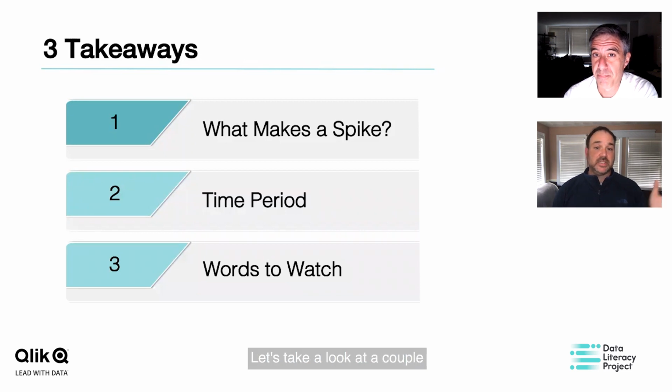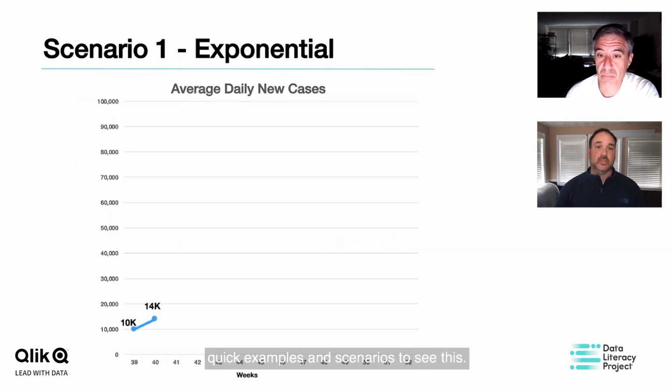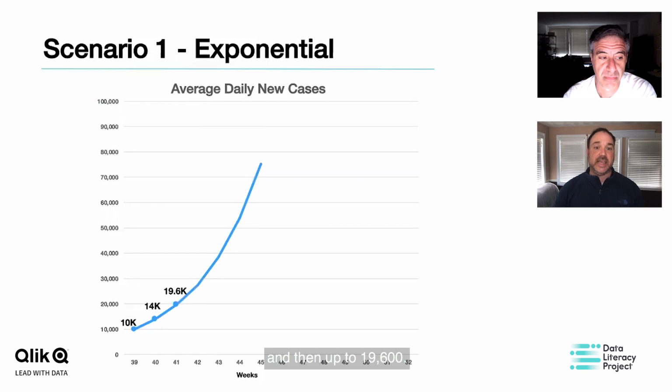Yeah, really good question. Let's take a look at a couple quick examples and scenarios to see this. So on this graph here, we're charting average daily new cases. And you can see from week 39 to week 40, we went up from 10,000 to 14,000, and then up to 19.6 thousand. You can see the trajectory. This is going exponentially. That's seriously a spike. That is something we saw earlier in coronavirus related to the curve that we're all trying to flatten. So that's an obvious one.